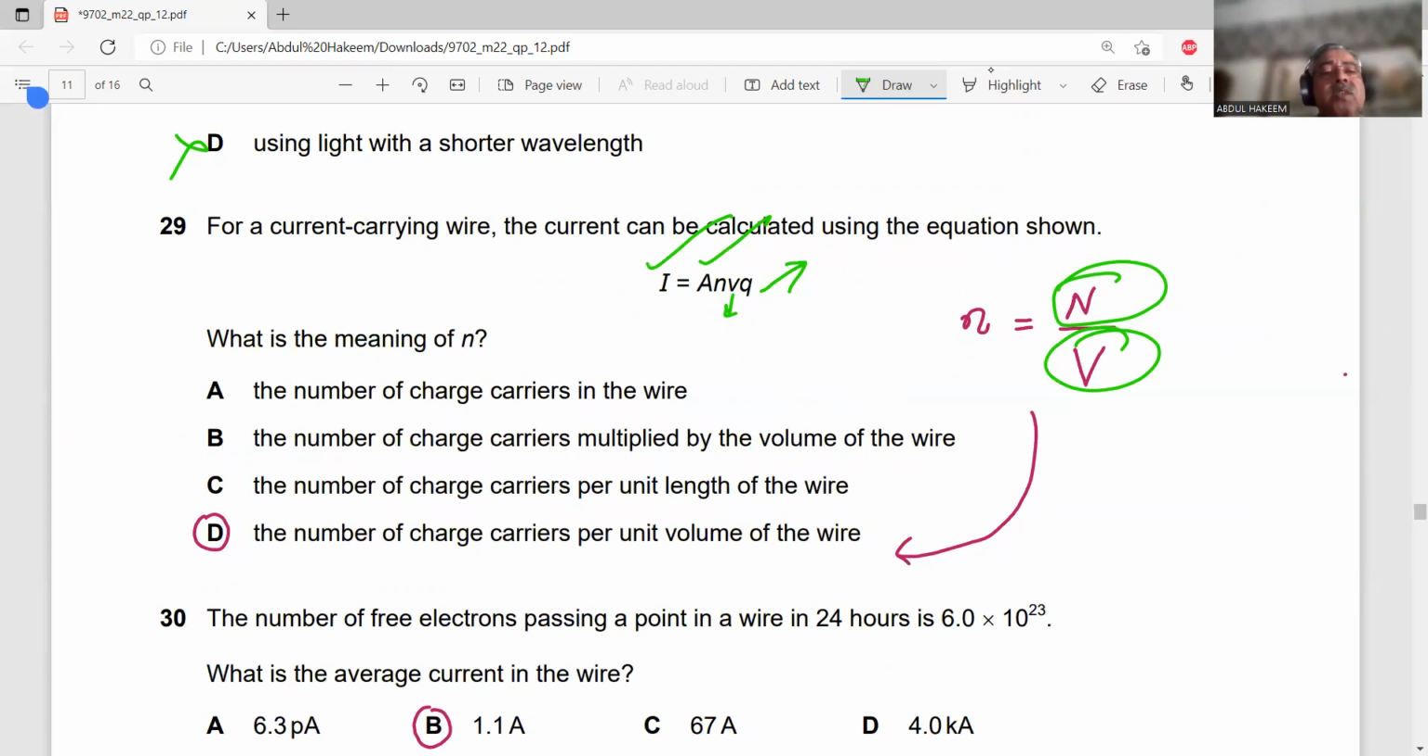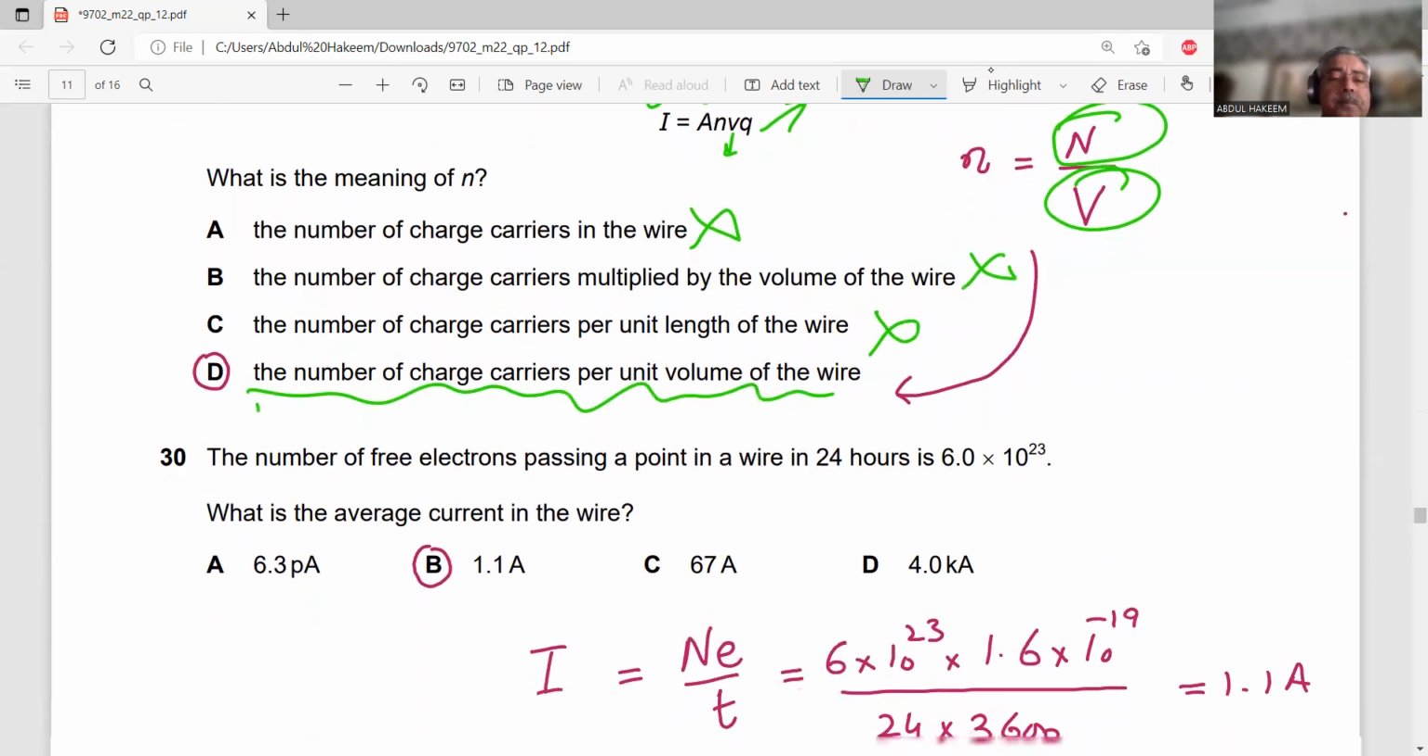So what is meant by N? The number of charge carriers in the wire? No, it's the number of charge carriers per unit volume. So wrong. The number of charge carriers multiplied by volume? No, divided by volume. The number of charge carriers per unit length? No, wrong. So D is the option, per unit volume.